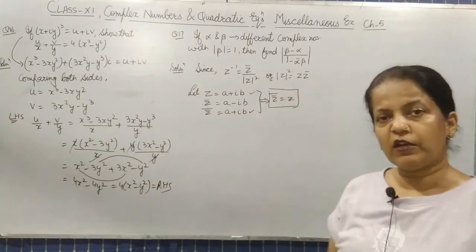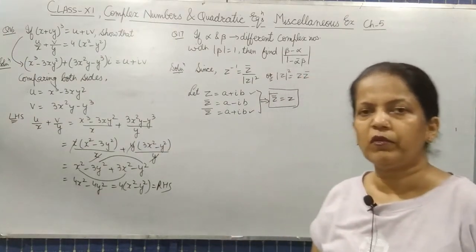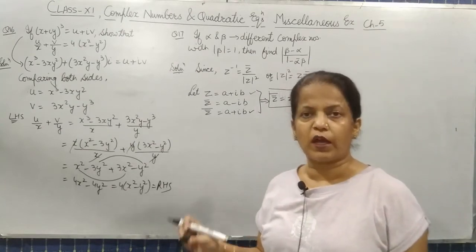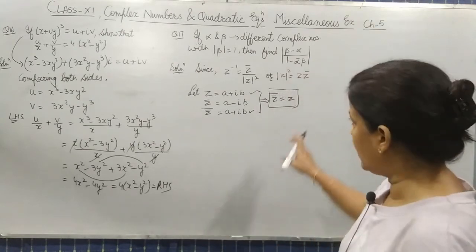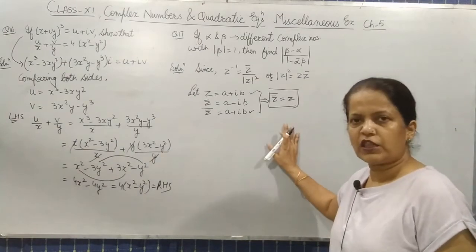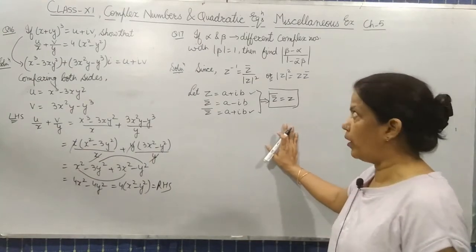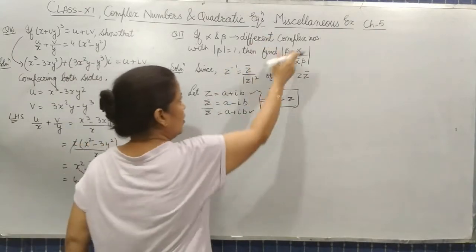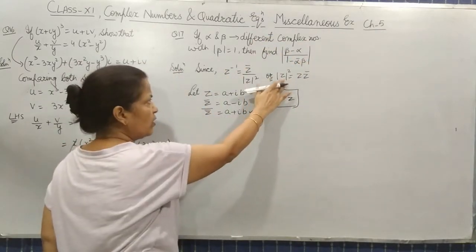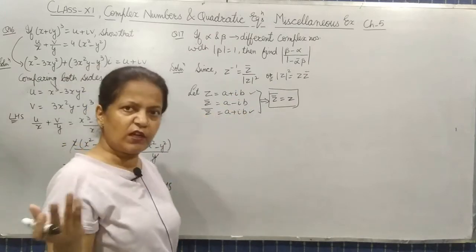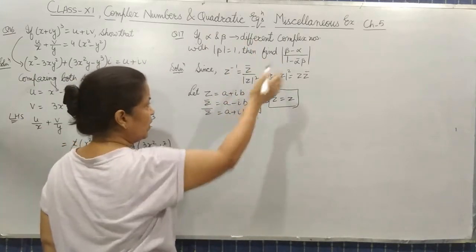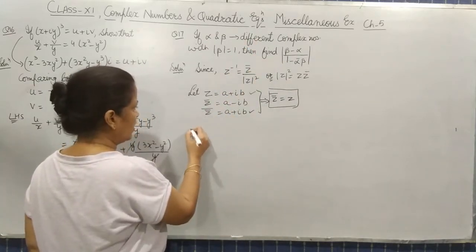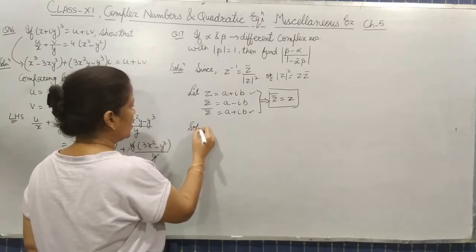Z is any complex number, if we take its z bar 2 times, then again we will get the same complex number. So this concept we are using over here. Now this is the question. Mod z square equals z into z bar.